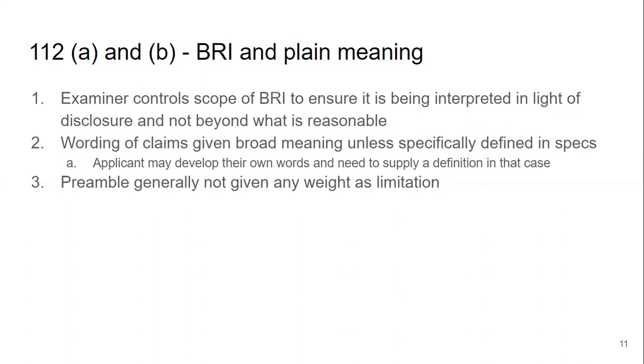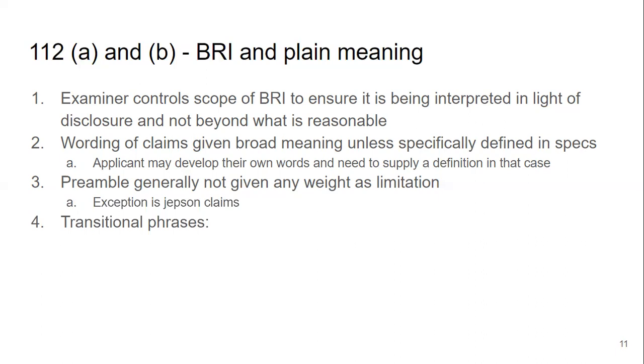In that case, that first part, defining what the method is doing, is not usually given any weight as a limitation. The only case, really, where it is, is Jepson claims, because Jepson claims lay out what is going on in the prior art and how this is an improvement. So it kind of is used as a limitation.